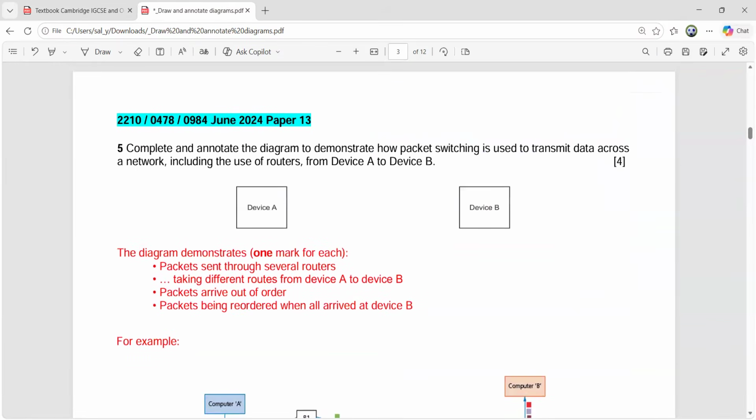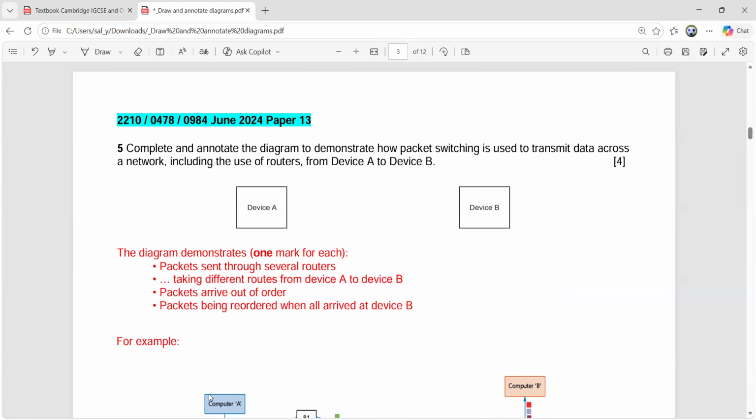Now, another question is 221004780984, June 2024, paper 1-3. Complete and annotate the diagram to demonstrate how packet switching is used to transmit data across a network, including the use of routers from device A to device B. And they had drawn this device A or device B, or computer A, computer B, in the diagram. Now, this is what the marking points should be including.